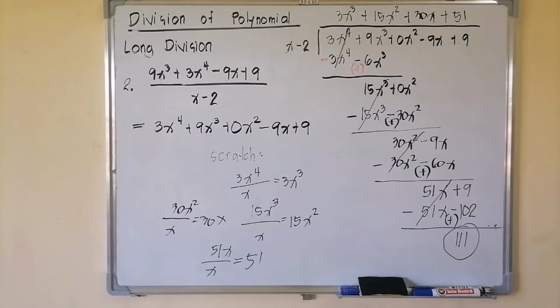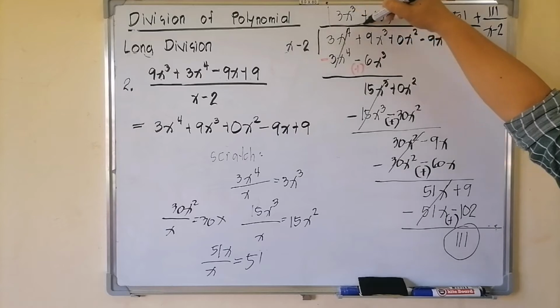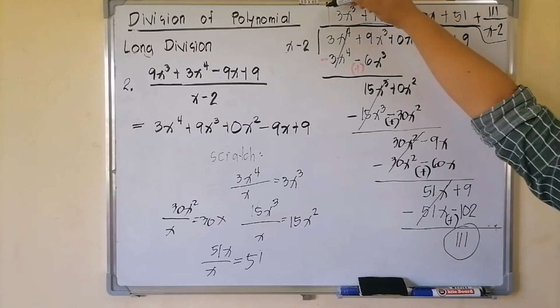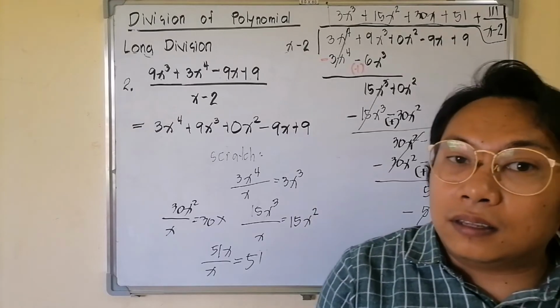So what will we do with the remainder? You simply add the remainder to your quotient: add the remainder 111 over your divisor, that is x minus 2. So this is now your final answer. This is how to divide using long division.